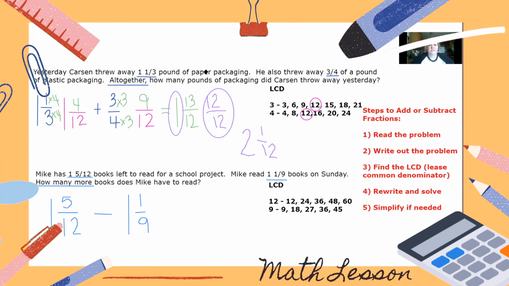Since 12 is our bigger number, we're going to start with the 12. Do we have a 12 in this row? No. Do we have a 24? No. Do we have a 36? Yes, we do have a 36. So 36 is going to be our LCD, or least common denominator. So we need to rewrite our fractions using 36 as our denominator. I didn't leave myself enough space on this one, so please make sure you're leaving yourself some room when you are solving these problems.